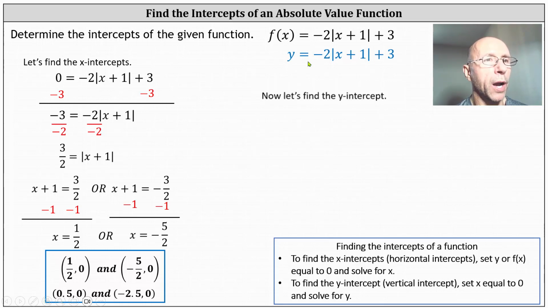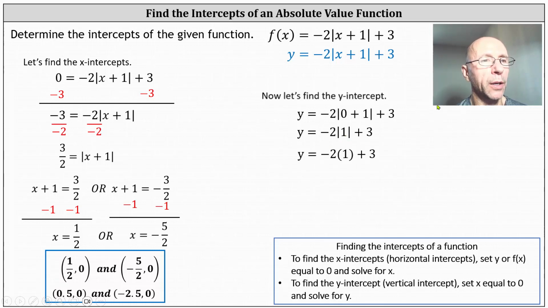Using the equation with y, we have y equals -2 times the absolute value of the quantity 0 plus 1, plus 3. Simplifying inside the absolute value, we have the absolute value of 1. Of course, the absolute value of 1 is 1, and therefore we have y equals -2 times 1 plus 3, which is -2 plus 3, or positive 1. This indicates the vertical intercept is the ordered pair (0, 1).